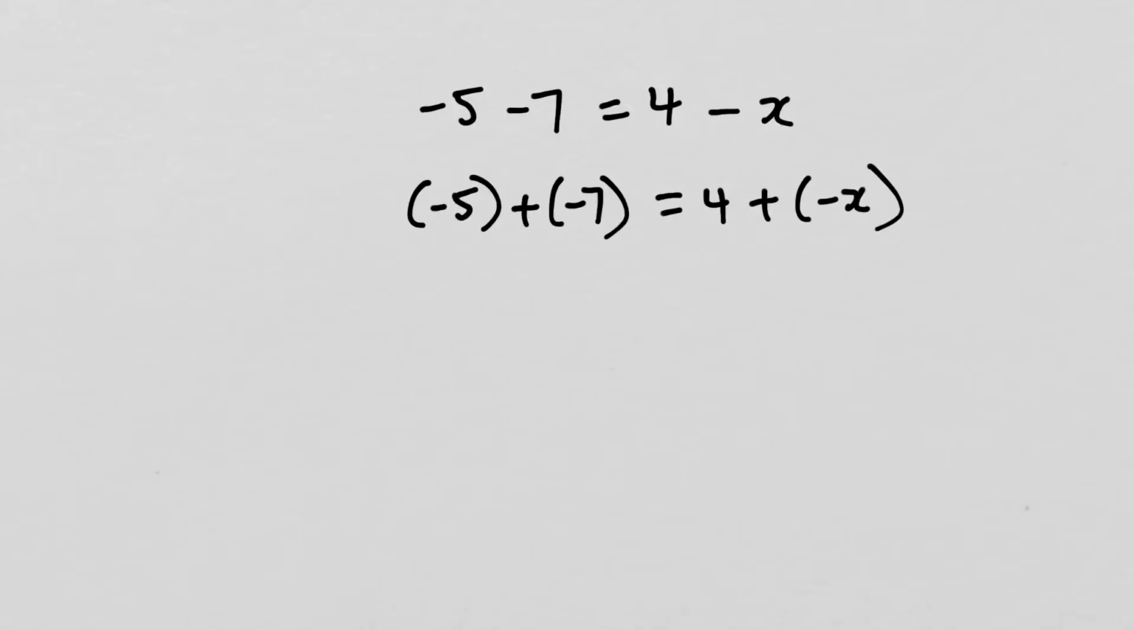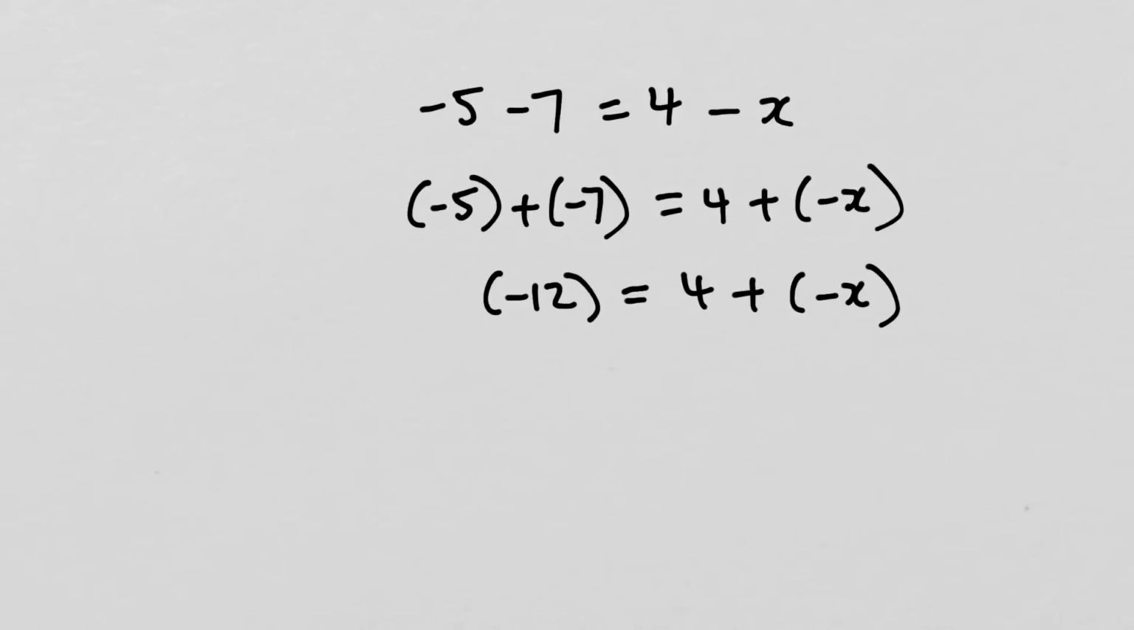And once you group these numbers into these parentheses, now we see that everything is adding to each other. And then when you add them together, it makes it easier. So for example, on the left side of the equation, a negative 5 plus a negative 7 is negative 12. Okay, and then we're going to leave the other side the same.